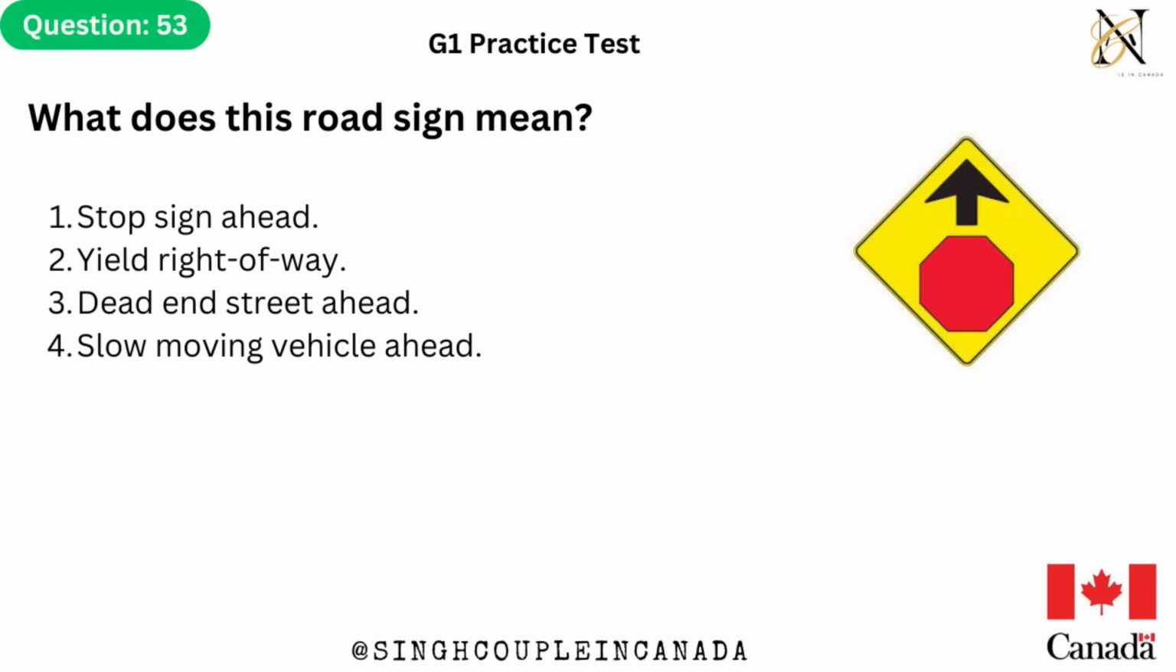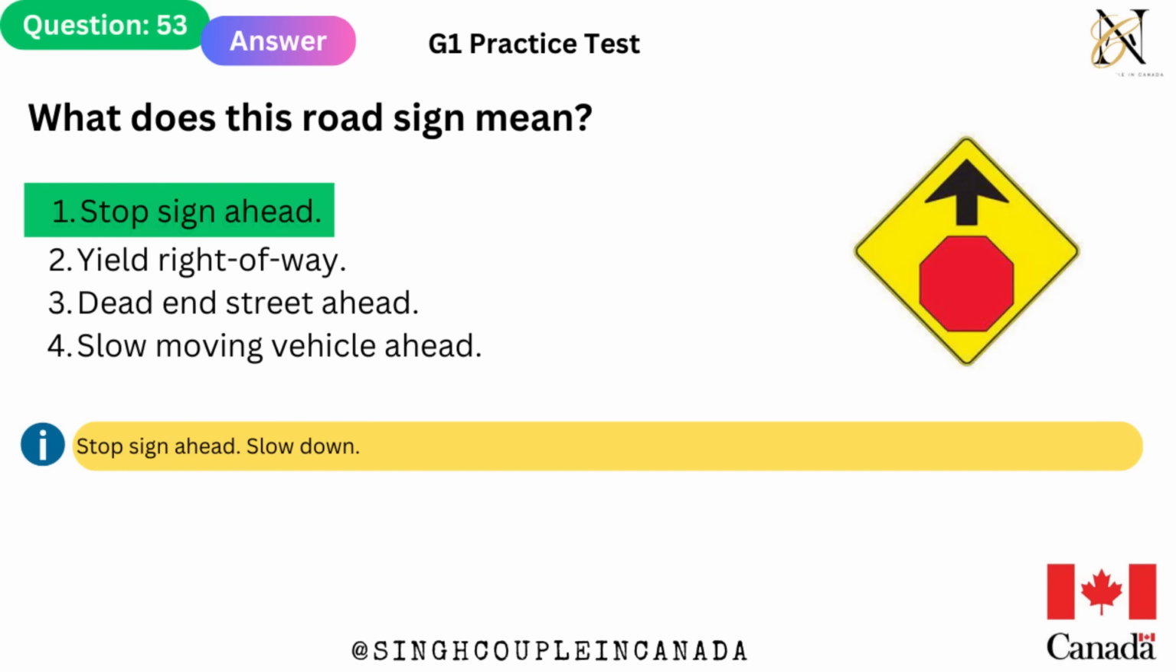What does this road sign mean? 1. Stop sign ahead. 2. Yield right of way. 3. Dead-end street ahead. 4. Slow-moving vehicle ahead. The answer is 1. Stop sign ahead. Stop sign ahead. Slow down.